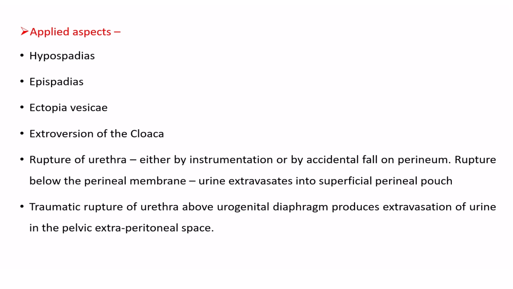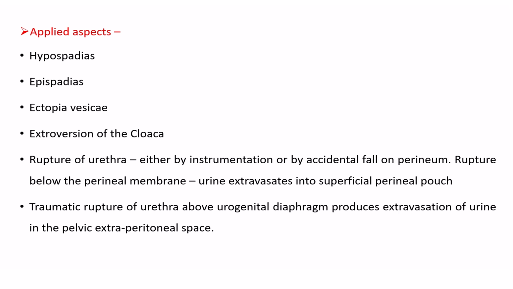Applied aspects. So already in earlier classes, like in the development of the urinary system, we have discussed hypospadias, where the urethra opens on the undersurface of the penis, and depending on the location, it has been classified into several types. Glandular, it is below the glans penis. At the base of the glans penis, we call it balanic type. Then penile, when it opens under the shaft of the penis. Then penoscrotal, at the junction of the penis with the scrotum, and complete perineal, where it opens in the perineum.